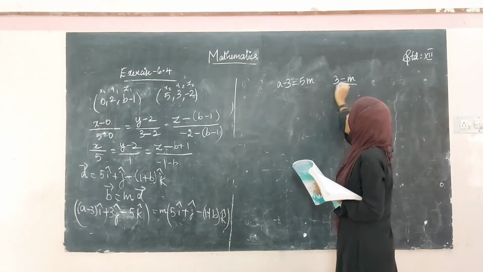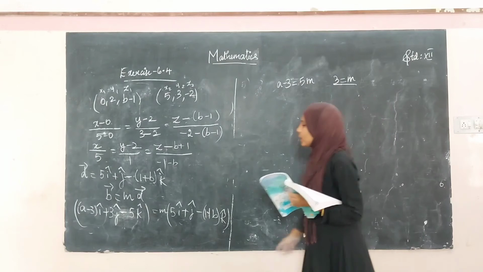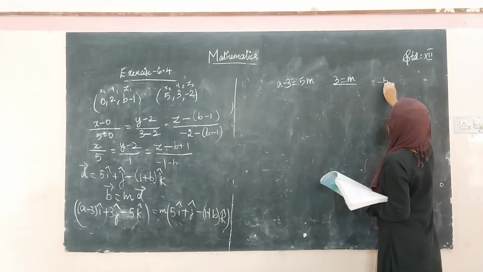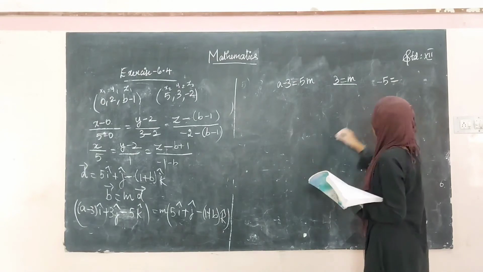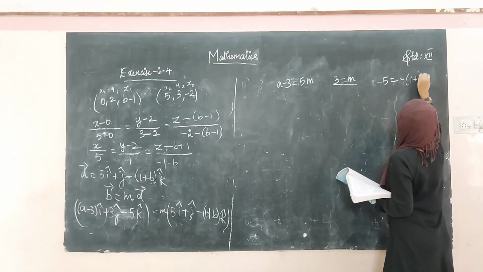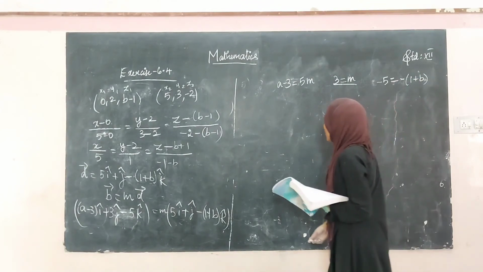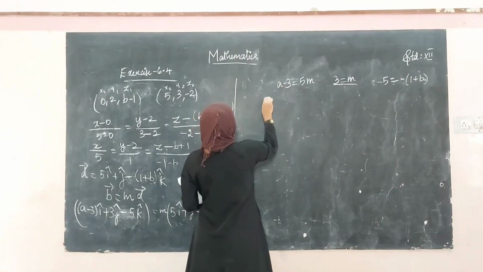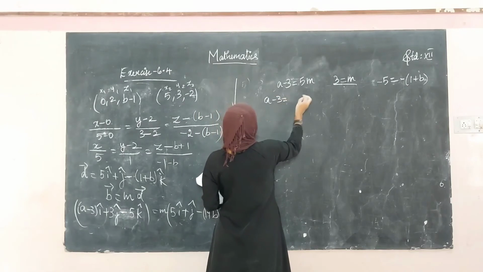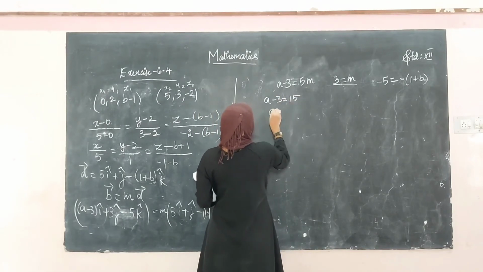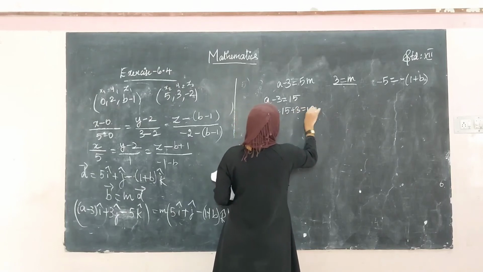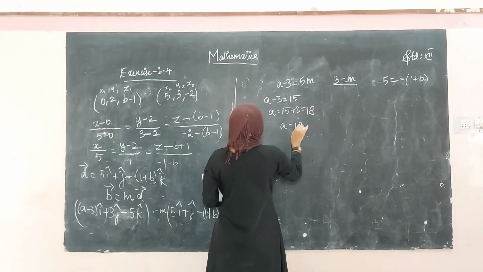So we got the value of m as 3. And what about k? On the left hand side it is minus 5 and on the right hand side we have minus of 1 plus b. So from this we got m equal to 3. Substitute it here: a minus 3 is equal to 5 into 3, which is 15. So a is equal to 15 plus 3 is equal to 18. So the value of a is 18.